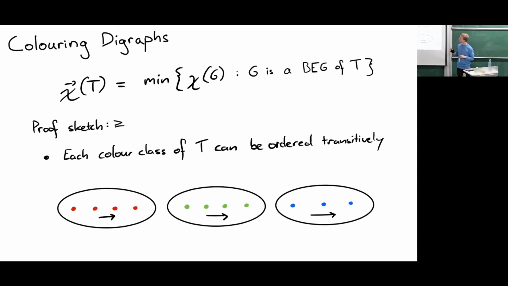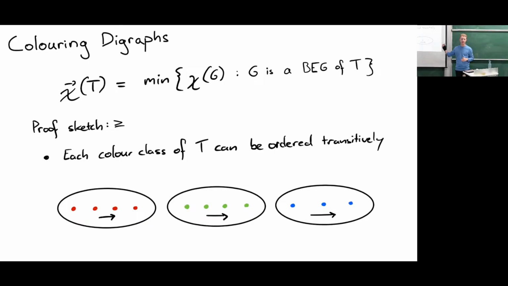And the other way, if we have a coloring of the tournament, then we can construct an ordering simply by taking first a transitive ordering of one color class, of all the red vertices, and then we take a transitive ordering of all the green vertices, etc., for all the color classes. Then each of these color classes in this backedge graph corresponding to this ordering is stable because all the edges go forward. That's how we define this transitive ordering.